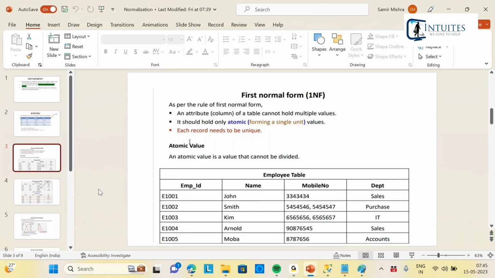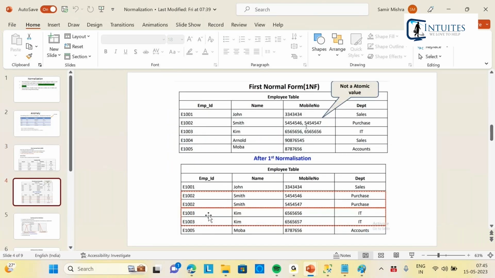So how do we convert this table into first normal form? There will be different data rows: E1002 Smith and a different phone number. Now you can say that duplicates happen when I move to the first normalization. But if we look at individual rows, each individual row is unique. For E1002 Smith, yes, no doubt the employee ID, name, and department are the same, but uniqueness comes through the mobile number. Still, this way of loading data is not good because there is still some redundancy.